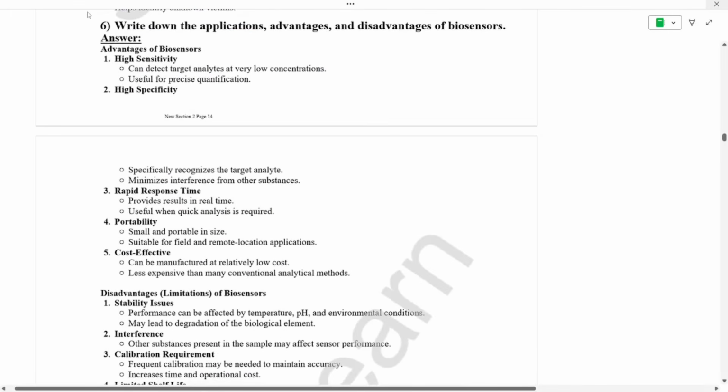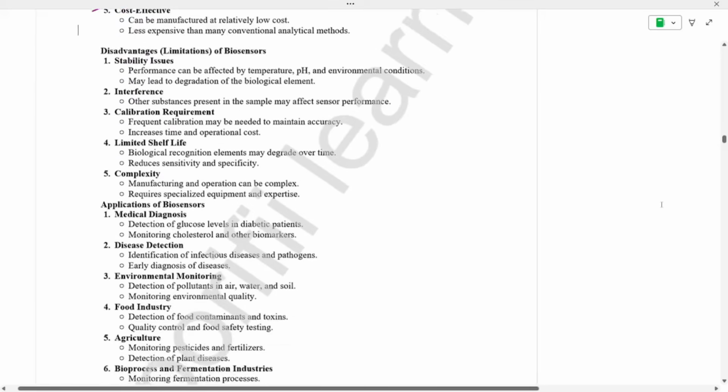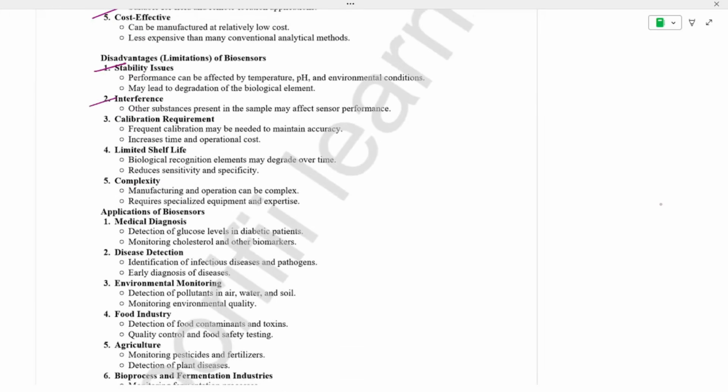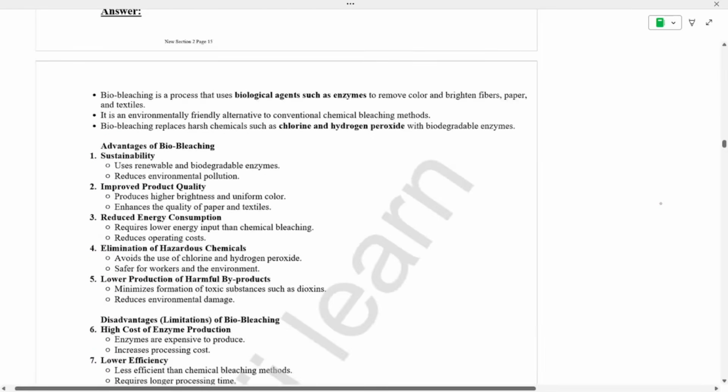Next are the applications, advantages and disadvantages of biosensors. Advantages: high sensitivity, high specificity, rapid response time, portability, cost effectiveness. Disadvantages: stability issues, interference, calibration requirements, limited shelf life, and complexity. Applications: medical diagnosis, disease detection, environmental monitoring, food industry, agriculture, bioprocess and fermentation industry, forensic science, defense and security, industrial process control, and veterinary use. That is biosensors.